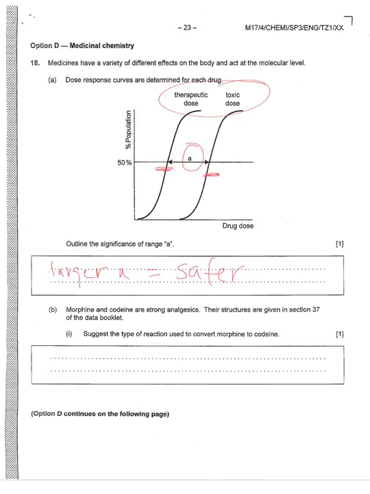Their structures are given in section 37. Suggest the type of reaction used to convert morphine to codeine. And what you should notice is that the OH group gets taken off, and instead it becomes an OCH3 group, or what's called a methyl ether. So it's sometimes called methylation. Just like hydrogenation or hydration, we're adding a methyl group in place of that H group. So methylation would be the proper name for it.